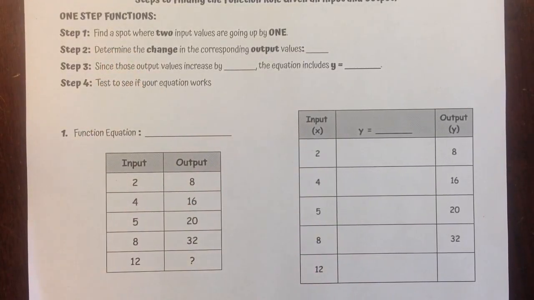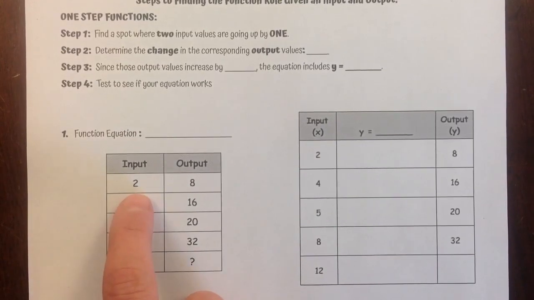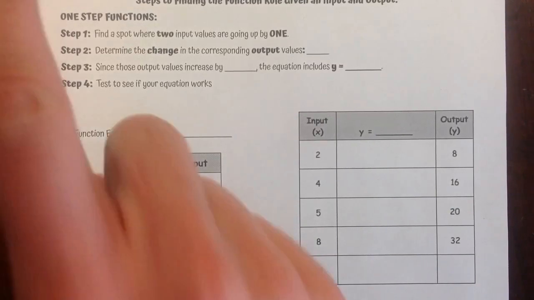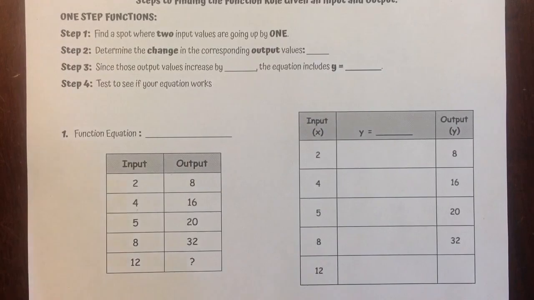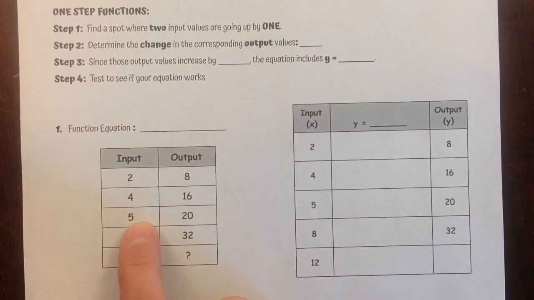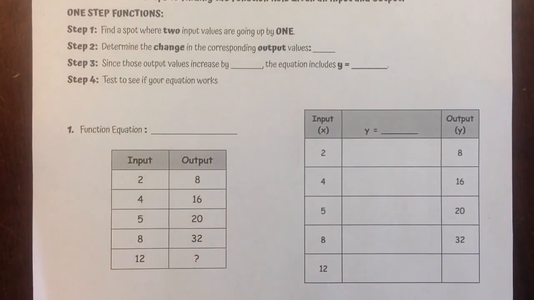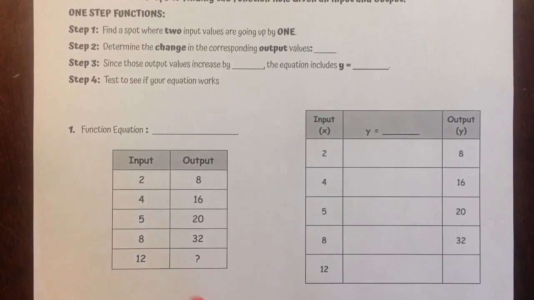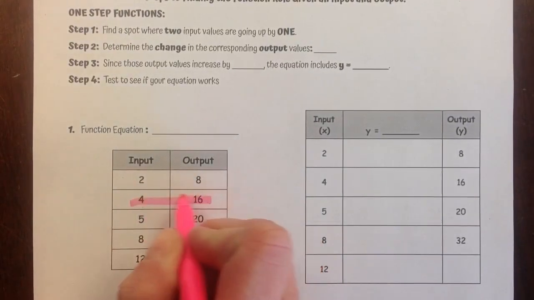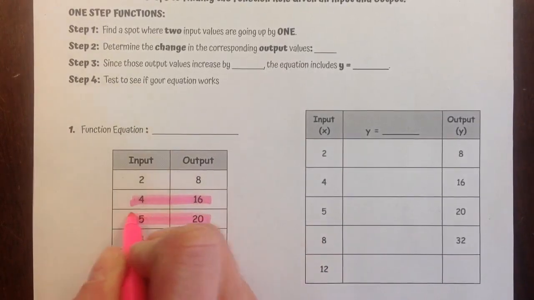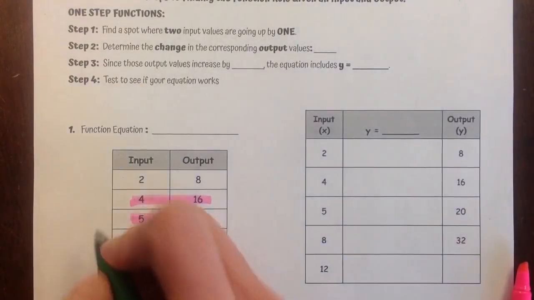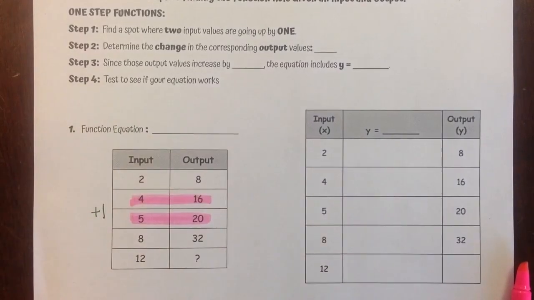steps. Step 1, find a spot where two input values are going up by 1. So if I look at my input values here, I have the number 2 and 4. That's going up by 2. So if I have 2, 3, 4, that's two numbers. If I go here, 4 and 5, I only count one time. So here my values are going up by 1. So I'm going to highlight those two equations. And I know that those values are going up by 1.